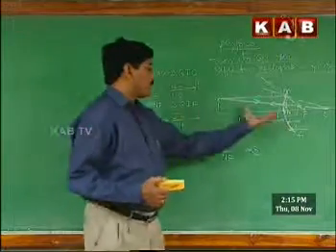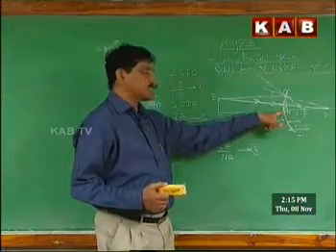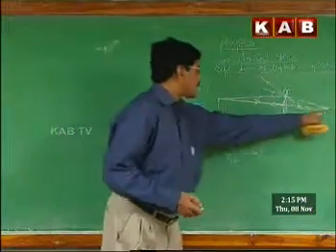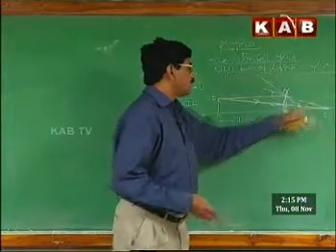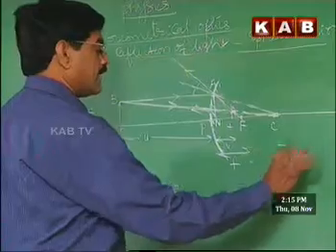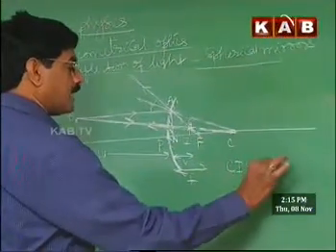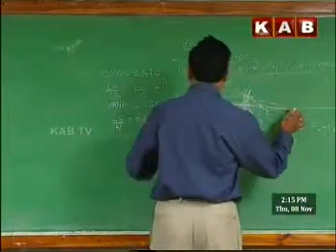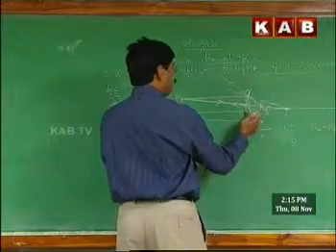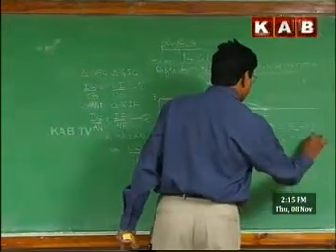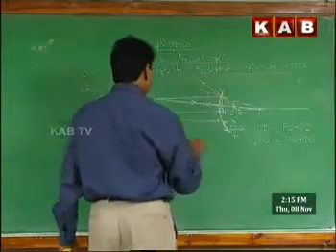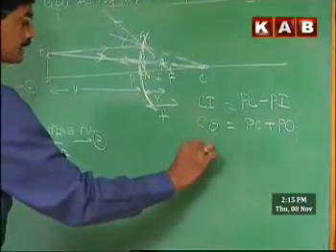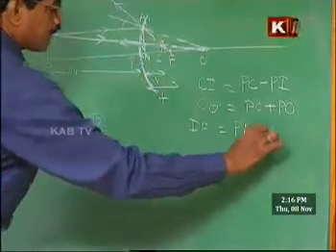But in the case of mirrors, all the distances are measured with reference to the pole of the mirror. So CI is this distance. CI we can write as PC minus PI. Similarly, CO is this distance, PC plus PO. And IF is this distance, we can write IF as PF minus PI.